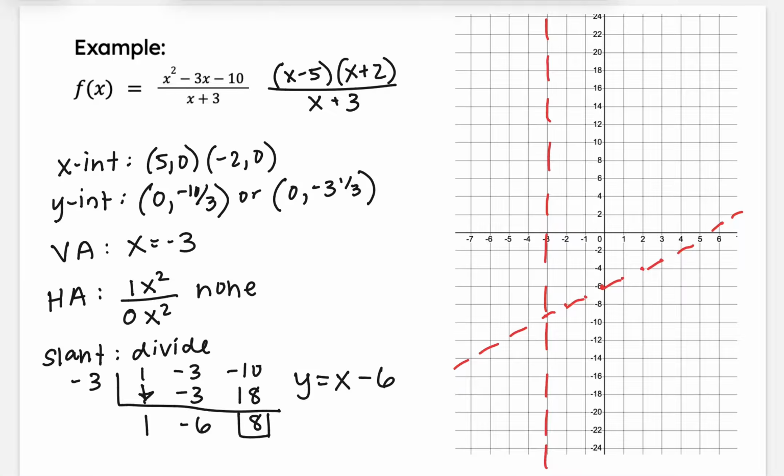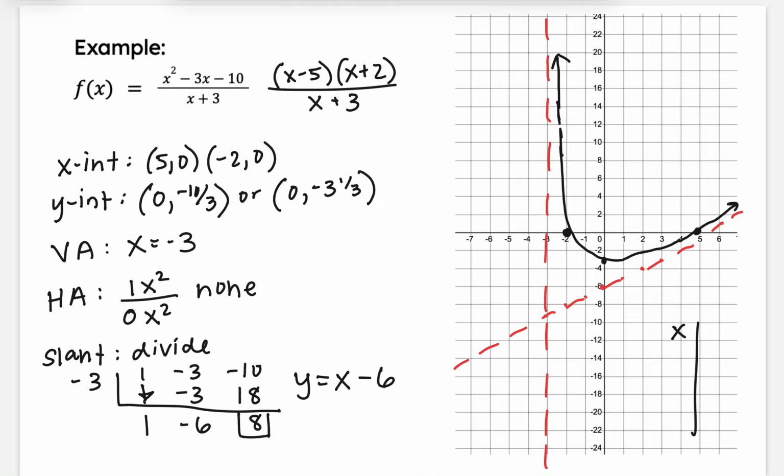Okay, so I have an x-intercept at 5, 0. I have an x-intercept at negative 2, 0. I have a y-intercept at 0, negative 3 1/3. It's probably going to be right about there. And that's all I know. So that actually is probably enough to sketch this side of the graph. Okay, but I also need to know what's happening to the left of my vertical asymptote.